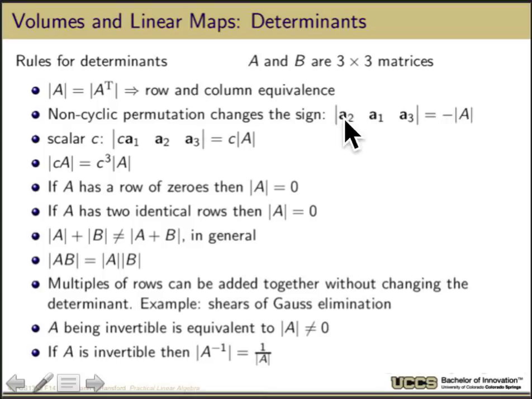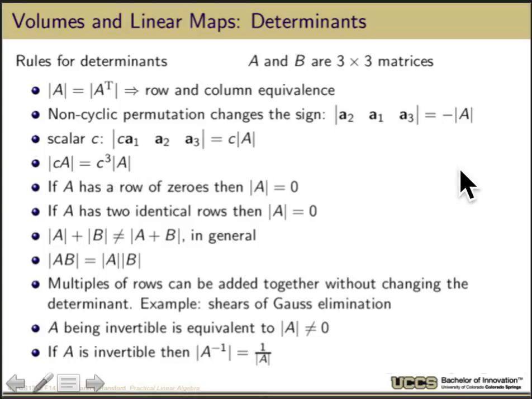If I change them in a cyclic fashion, so if I were to do A2, A3, A1, the determinant would be the same. Multiplying one column by a scalar just multiplies the overall area, the determinant, by the scalar. Multiplying the entire matrix gives me now the cube of that scalar times the determinant.